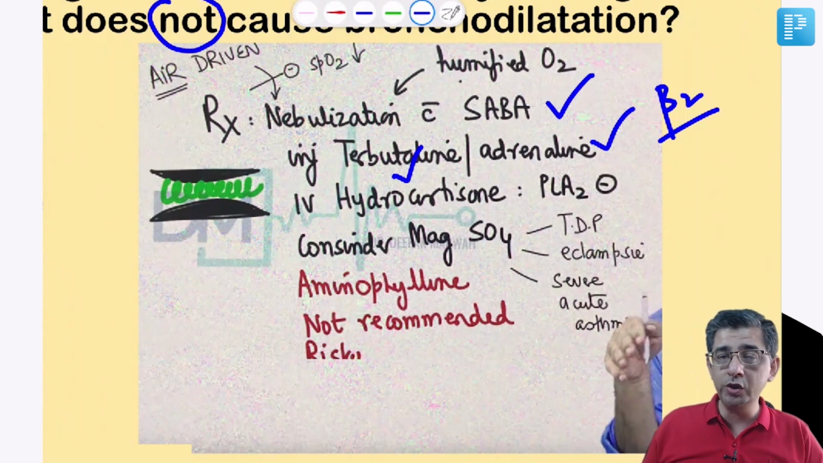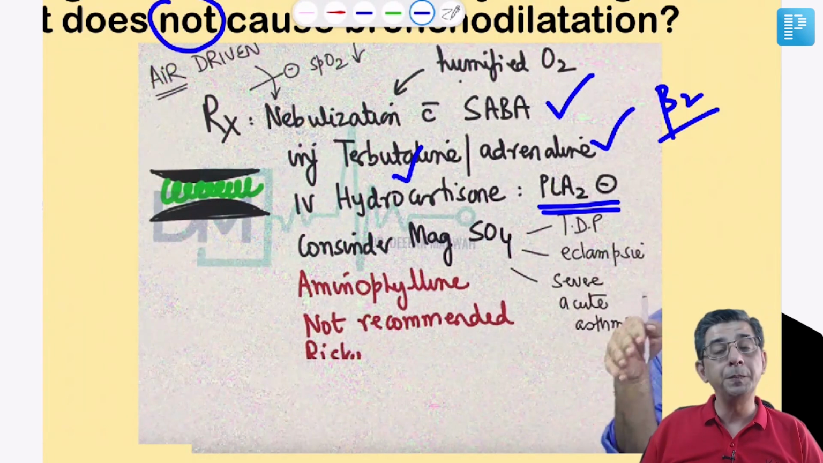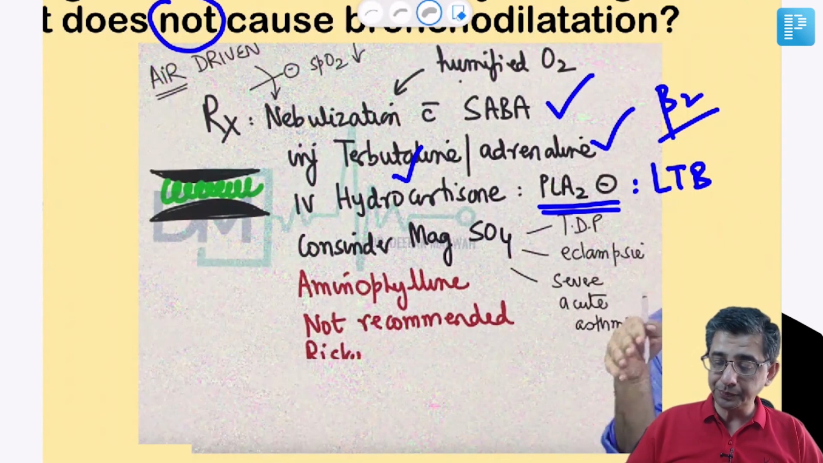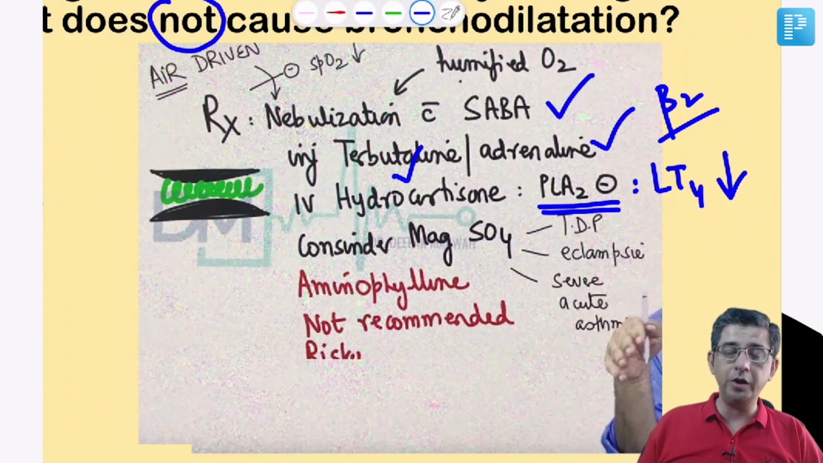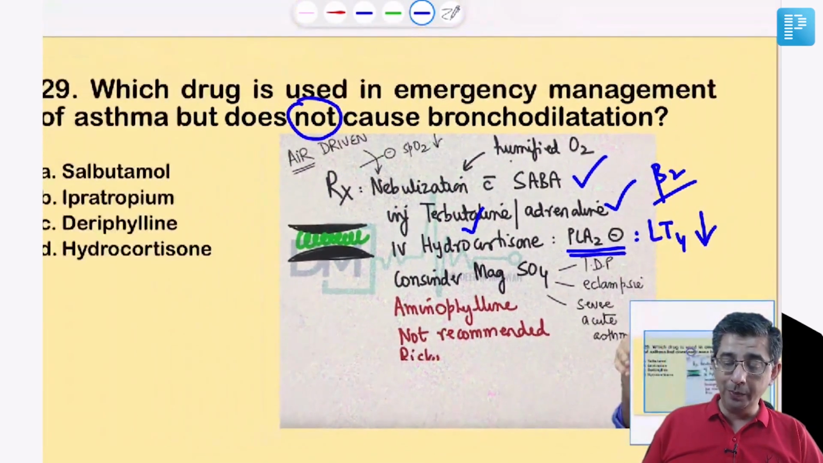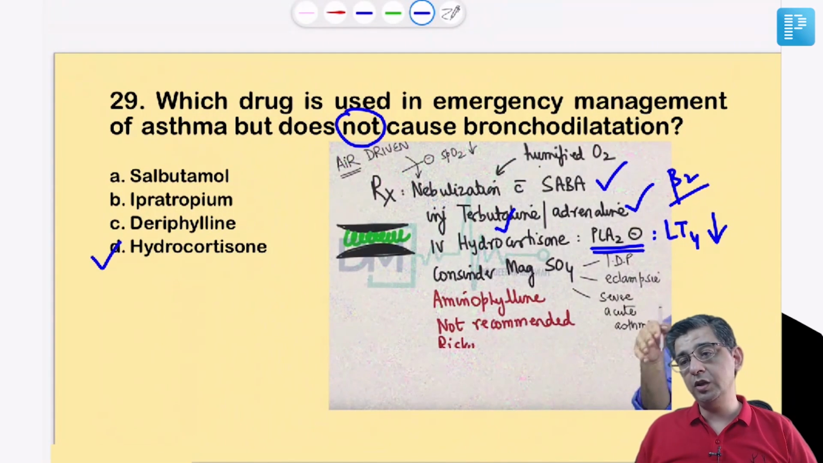But why do you use hydrocortisone in an asthmatic patient during exacerbation? Because it inhibits phospholipase A2. And if you inhibit phospholipase A2, what will you reduce the production of? You will reduce the production of leukotrienes. I'll just write the word LT4 here, because you downgrade the production of leukotrienes, which are the villains behind asthma. You would be able to control it, but per se hydrocortisone will not be having any effect on the bronchodilation component. The correct answer to question number 29 is option number D.